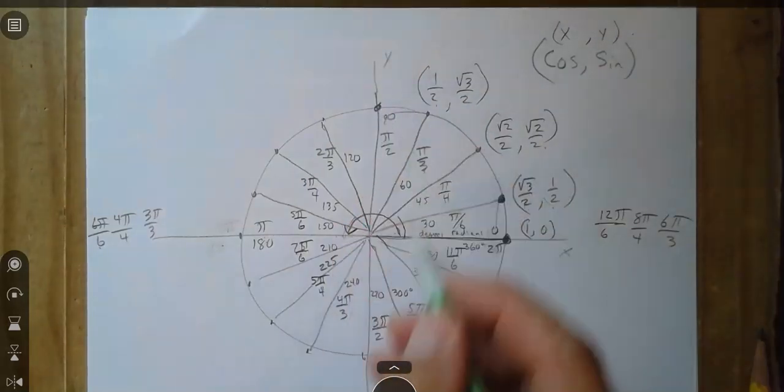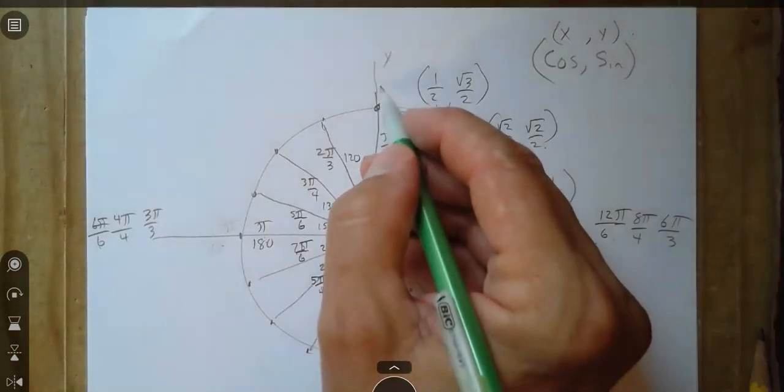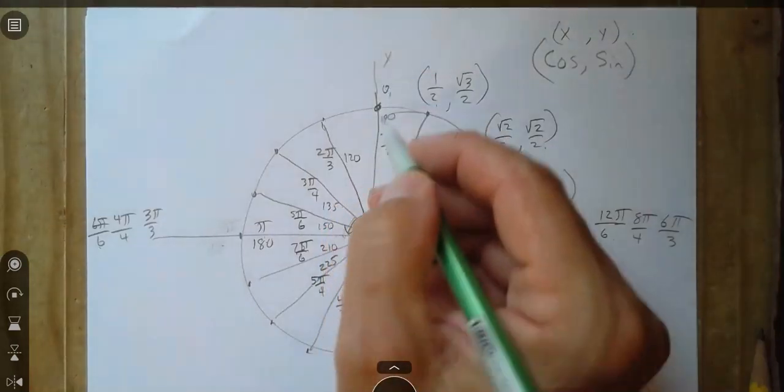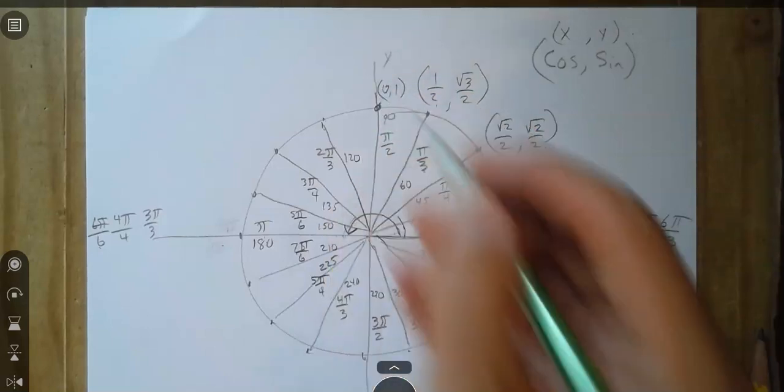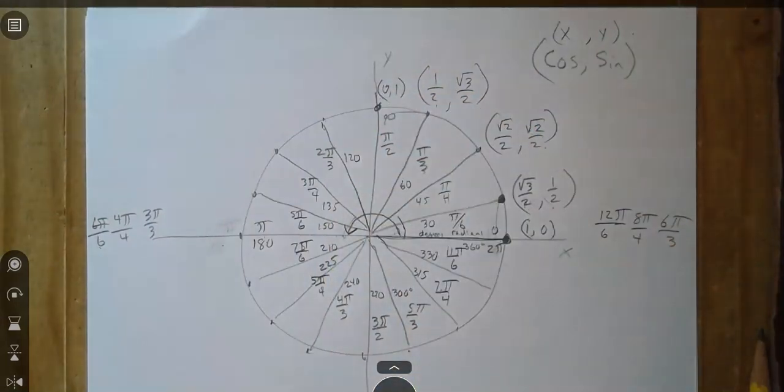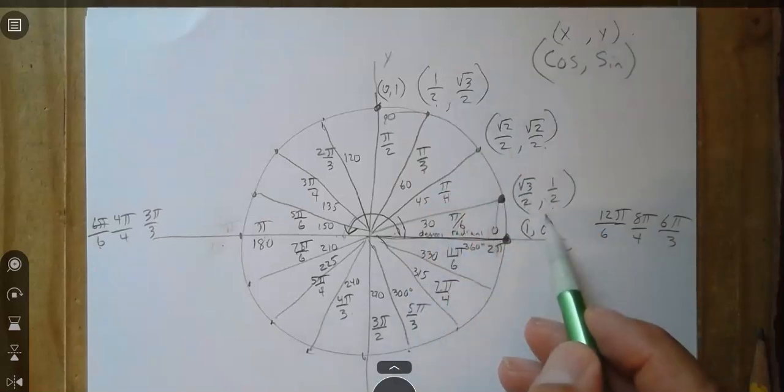This point here, well, I didn't move left or right, so my X is 0. And I went up 1 because my radius is 1, so my point is 0, 1. And then all of the rest of these just reflect off of these.